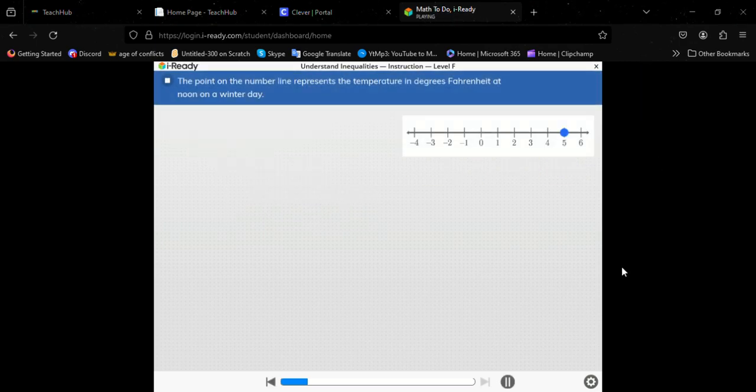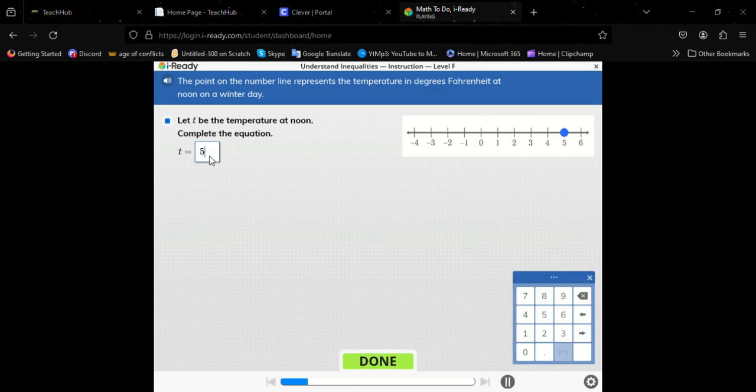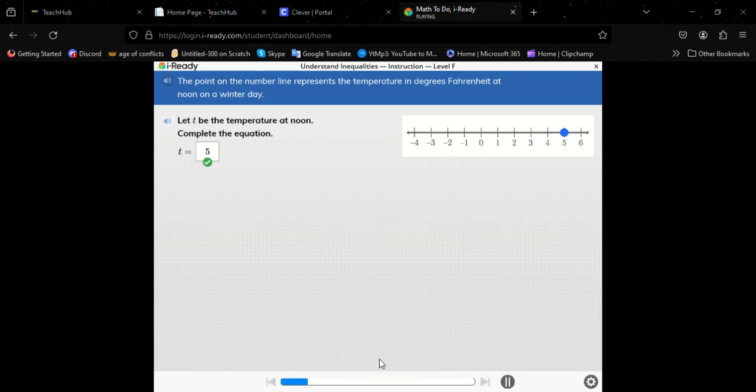The point on the number line represents the temperature in degrees Fahrenheit at noon on a winter day. You can use an equation to represent a single point on the number line. Let T be the temperature at noon. Complete the equation. An equation shows that two quantities are equal. The temperature equals 5 degrees Fahrenheit.